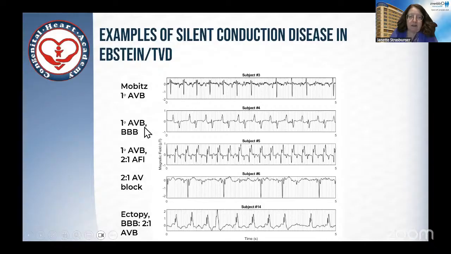There's in this one giant P waves. There is a prolonged PR interval. There's ST depression of the TA wave, the atrial T wave, and there's a bundle branch block. This patient was in flutter with 2-to-1 block and had a wide QRS as well.